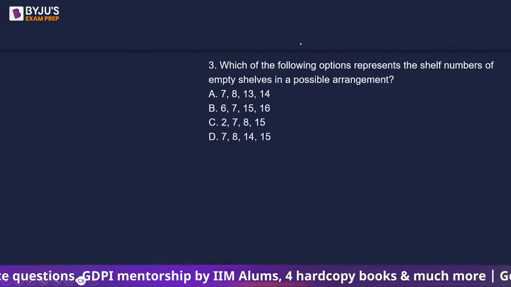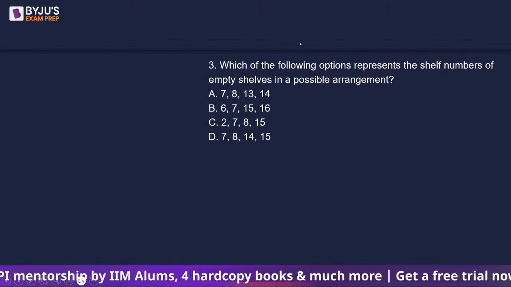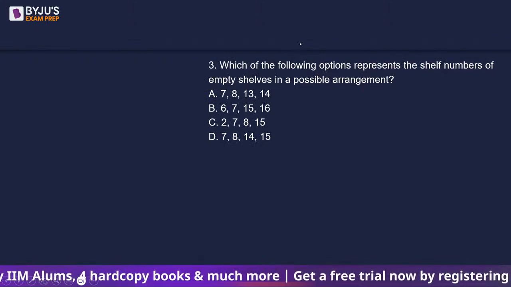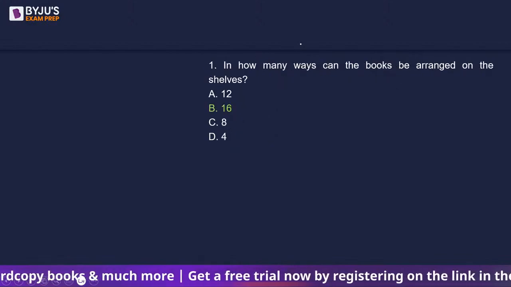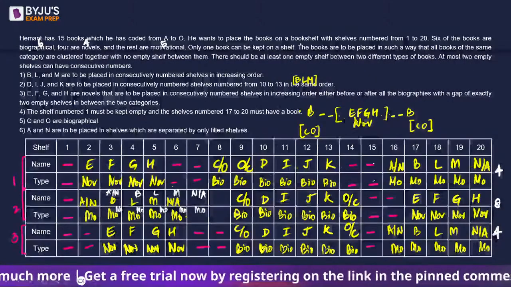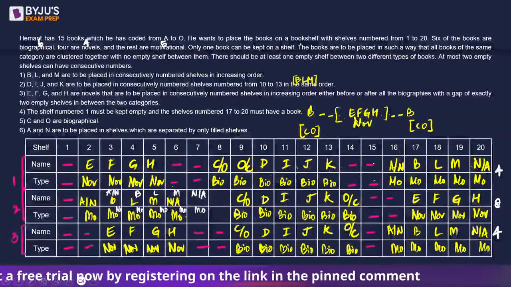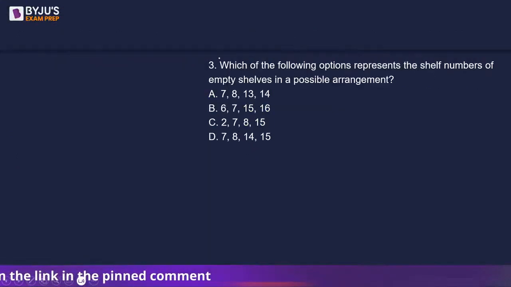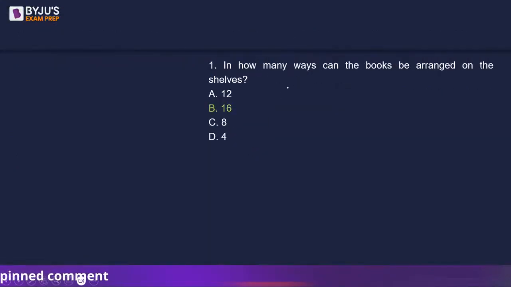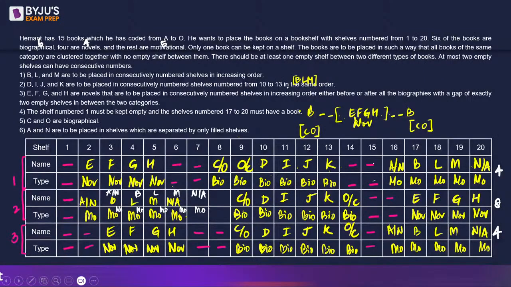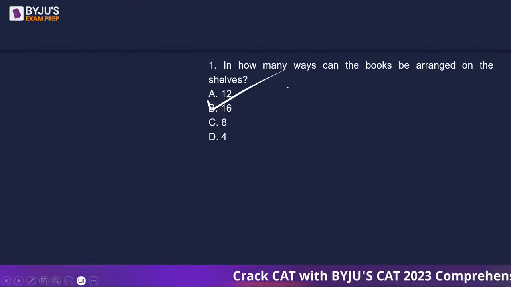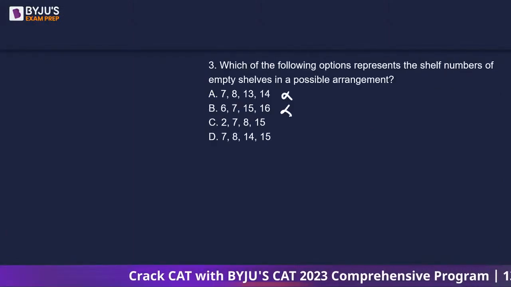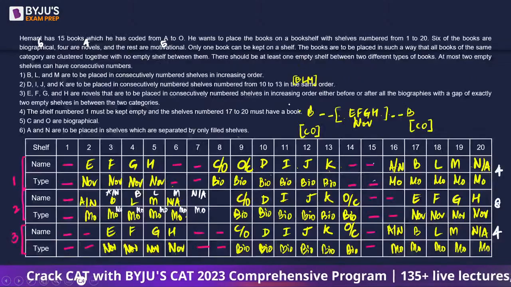Which of the following options represent the shelf numbers of empty shelves in a possible arrangement? 7, 8, 13, 14 हो सकता है empty? No, it's not possible. If 8 is empty, 13 is not, right? So नहीं हो सकता. 6, 7, 15, 16. If 6, 7 is there, then 16 is not there. And if 16 is there, तो 6 नहीं empty हो सकता. So not possible.